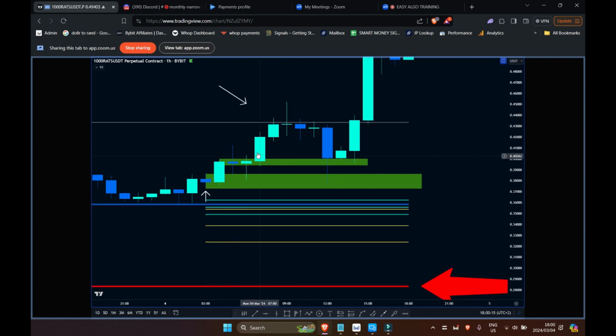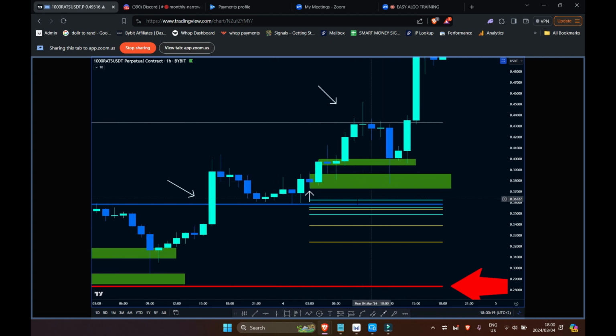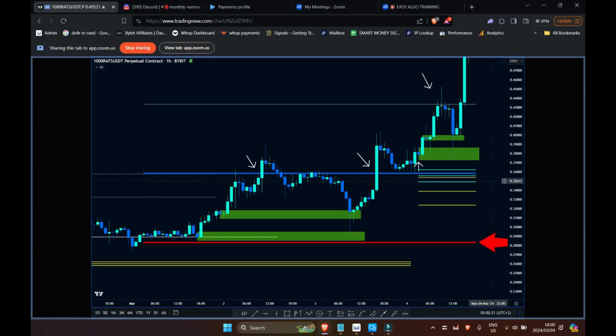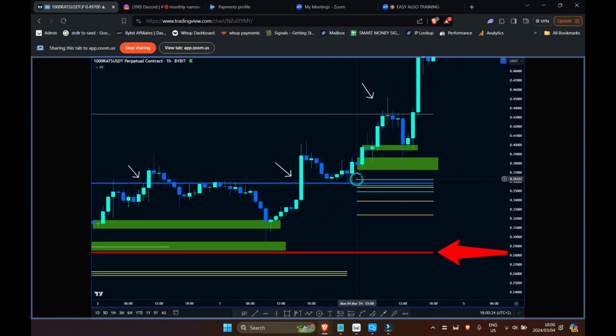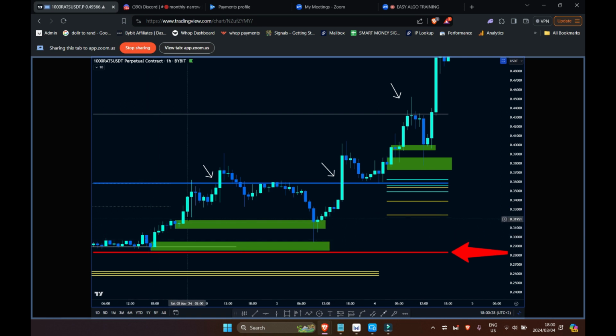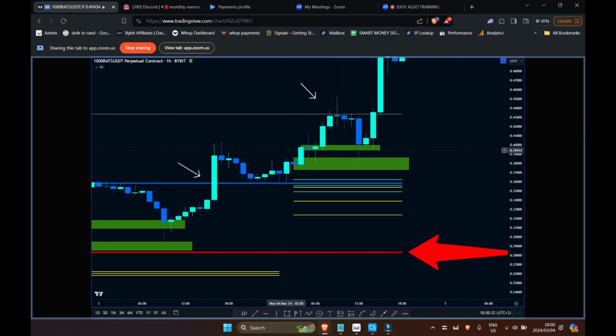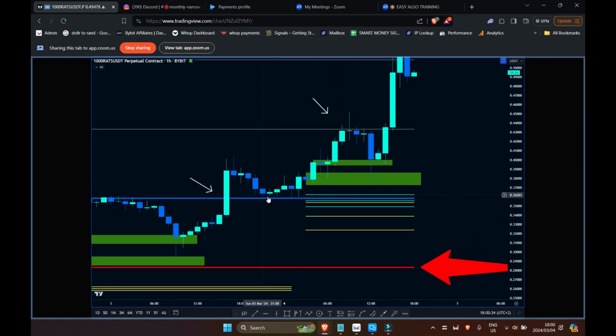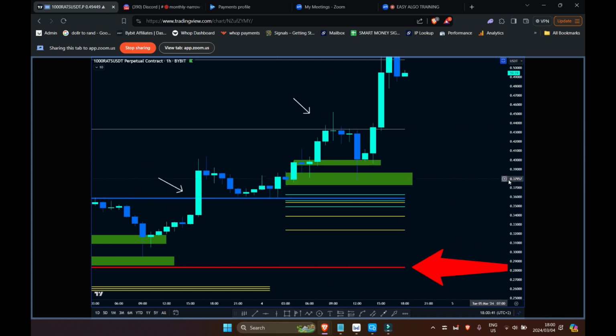We got this big displacement, finds resistance, comes down, taps in. It basically did the same thing on repeat. I'll show you what it did over here. We got this displacement, it shot up, hit resistance, came down, tapped into the demand, then took off. And then the same thing happened again. Off of this previous month high, it took off, hit the resistance, came down, tapped into the demand zone.